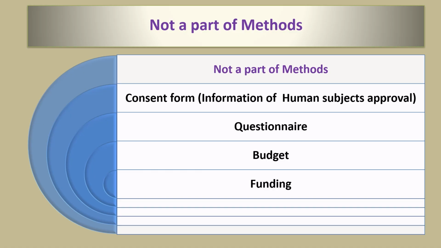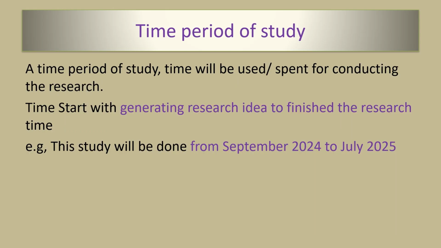The components not a part of methods are consent form, questionnaire or survey form, budget of proposal, and funding form of proposal. Study time period. The time period of study is the time that will be spent for conducting the research. Time starts with generating the research idea to finishing the research. This study will be done from September 2024 to July 2025.